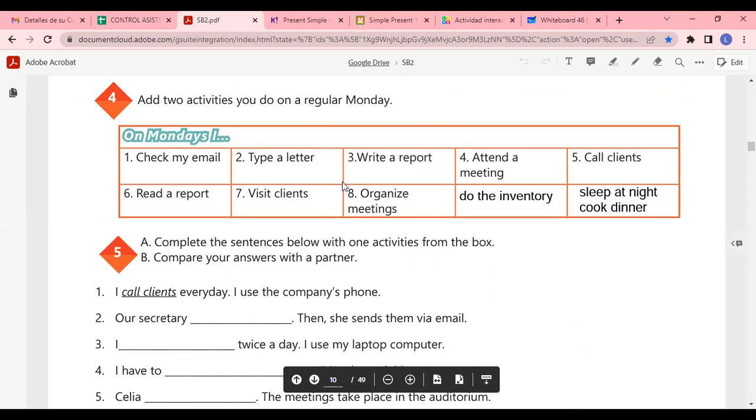And I told you to tell me one more activity that you do on Monday. Y les comentaba que quería que me dijeran una actividad extra que ustedes realizaban, como ustedes ya saben, ¿qué actividades realizan el día lunes? And so aquí las agregamos.